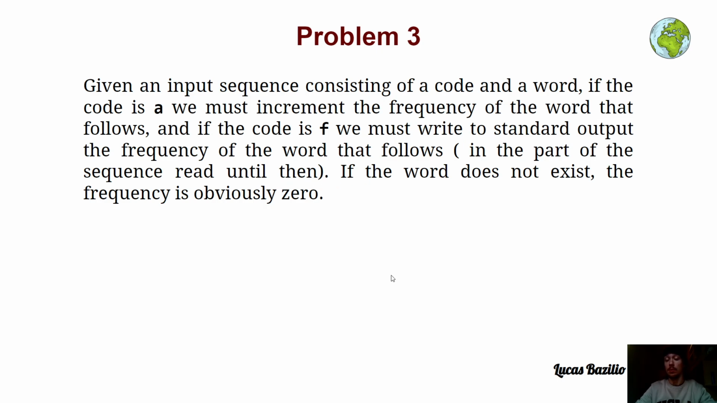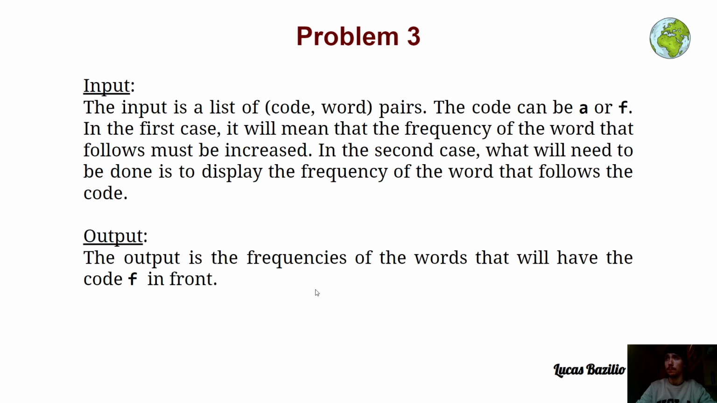And here we assume, of course, that if the word does not exist in the sequence, then its frequency is obviously 0. So what is the input and what is the output of this program? Well, the input is a list of pairs. Each pair is a code and a word. We can have any word in this pair. However, the code is always either A or F. If the code is A, then we need to increase the frequency of the word that follows, and if the code is F, we must display its frequency at this time.